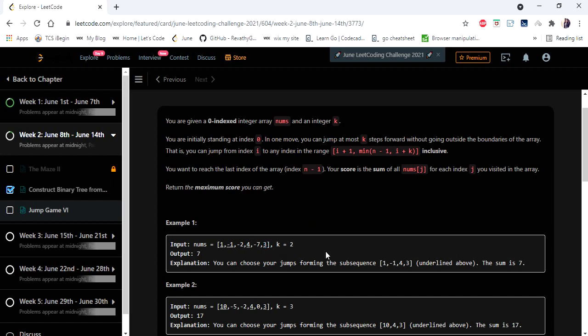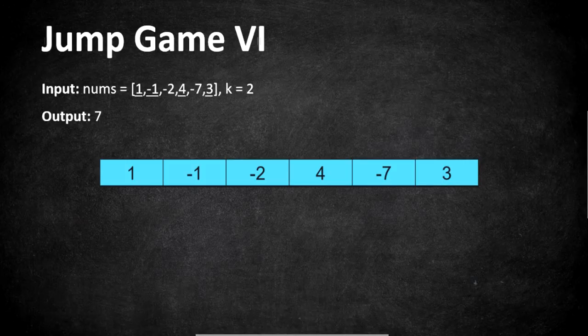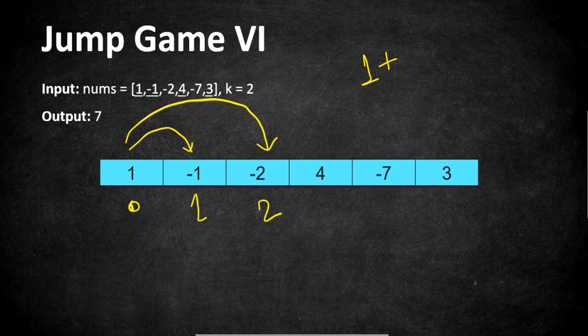Let's understand this problem with an example. Here is the given input array. We start from the 0th index, where the value is 1, so we add 1 to our result. Now we have two options: either we land on the first index, or the second index directly. If you add the first index, the value is minus 1, so the result becomes 0. But if you add the second index, it becomes minus 1, which is the lesser value. So we plan to land on the first index, and our value becomes 0.